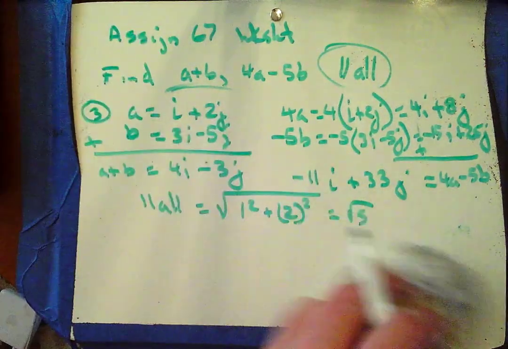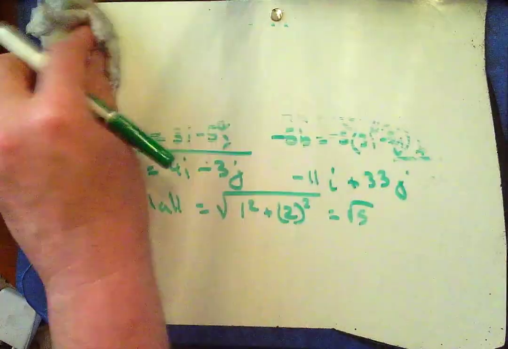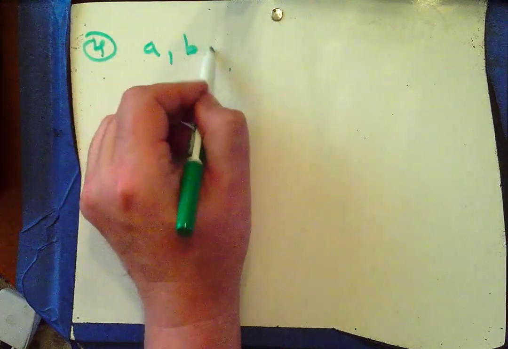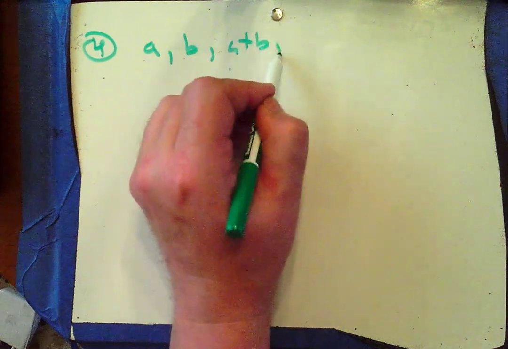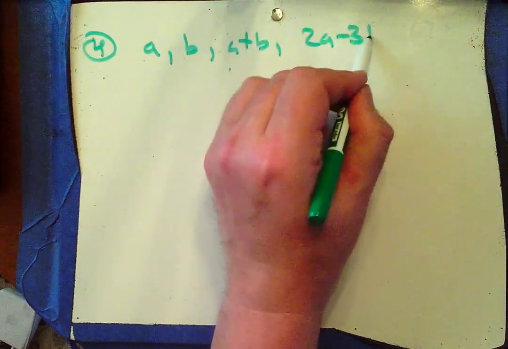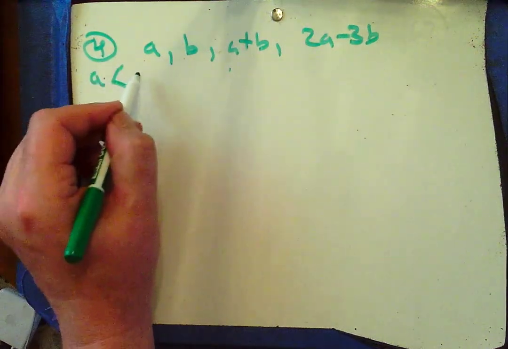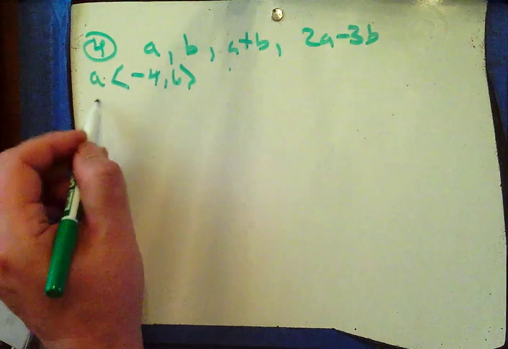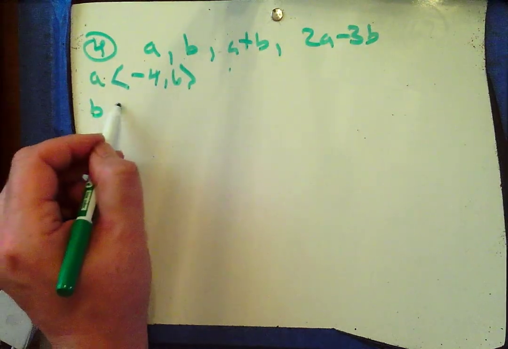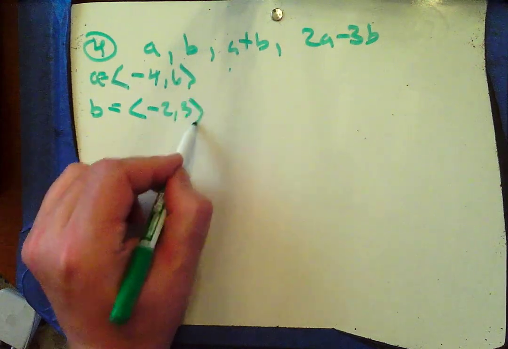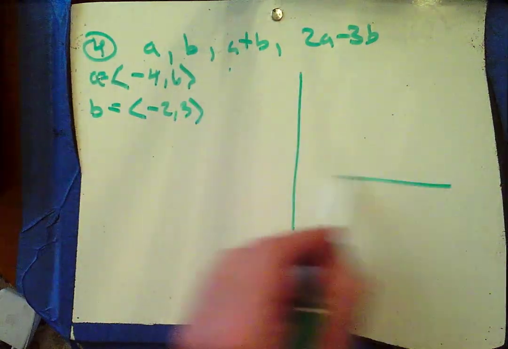How about problem number 4? Sketch. Ooh, we've got to sketch some vectors. Problem number 4, we're sketching a, we're sketching b, we're sketching a plus b, and then 2a minus 3b. All right, so a is given to us as negative 4, 6, and b is given to us as negative 2, 3. Okay, so let's sketch them.